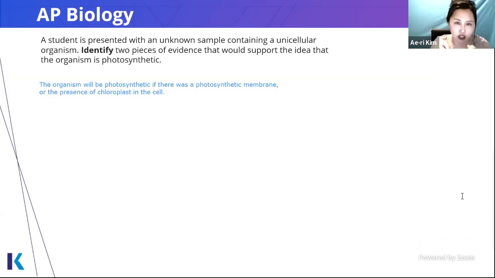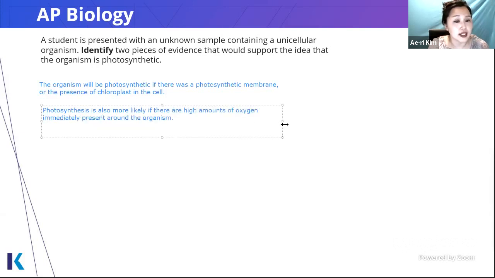the cell. So if we took a microscope and looked very deeply at the cell itself, you can also support the idea of it's more likely if you've got oxygen immediately present around the organism. So maybe if it was in some water, you can look for bubbling. That would be something that would be support. And then if you sampled the bubbles and it was oxygen and not CO2, then that would definitely support the idea of photosynthesis.